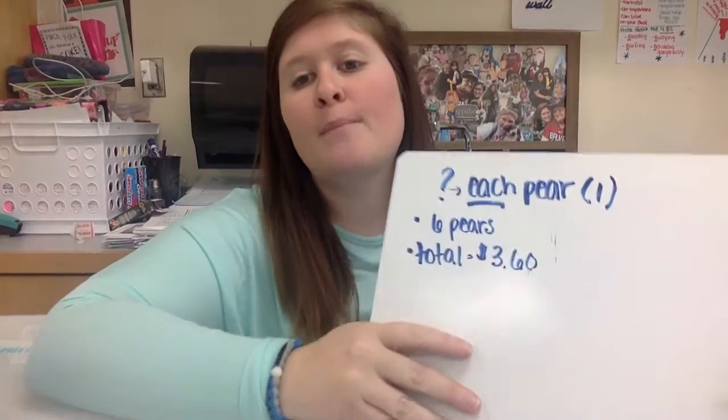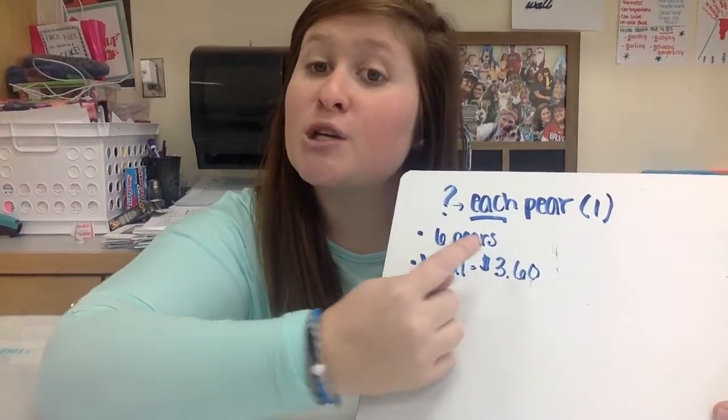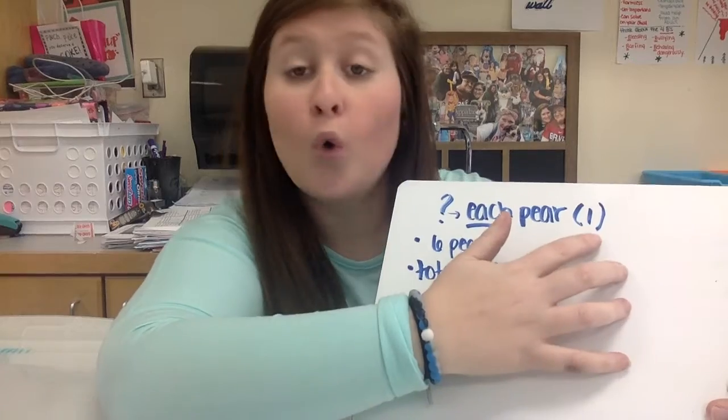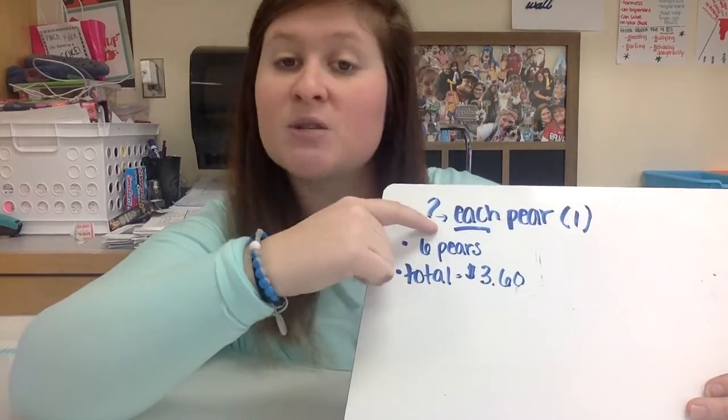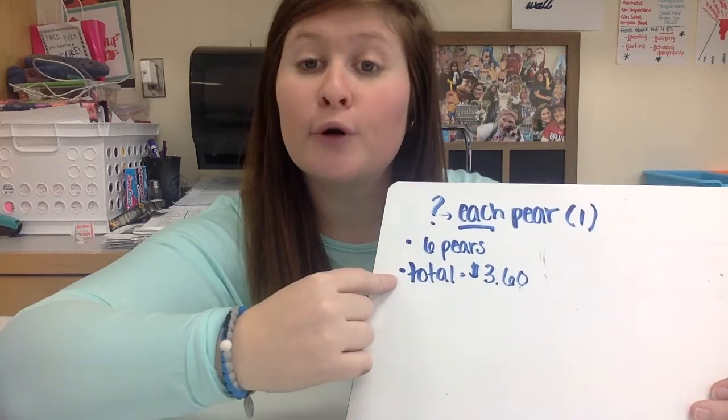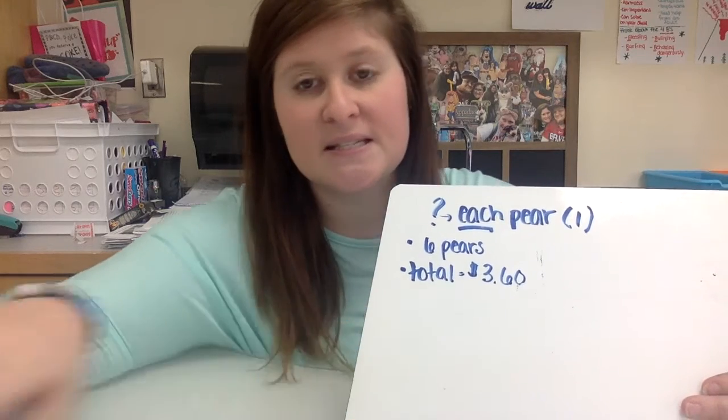So your first problem in your independent practice says that Sally bought 6 pairs for $3.60. How much did each pair cost? So hopefully you've already set up your problem. My problem, I wrote that if we were looking for each pair, where each means 1, so I'm looking for the price of 1 pair. Sally bought 6 pairs total, and her total price was $3.60.